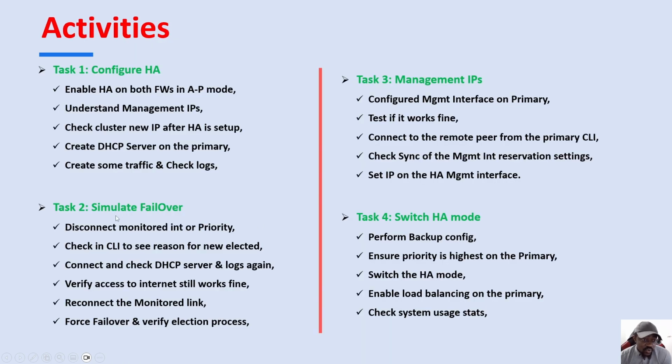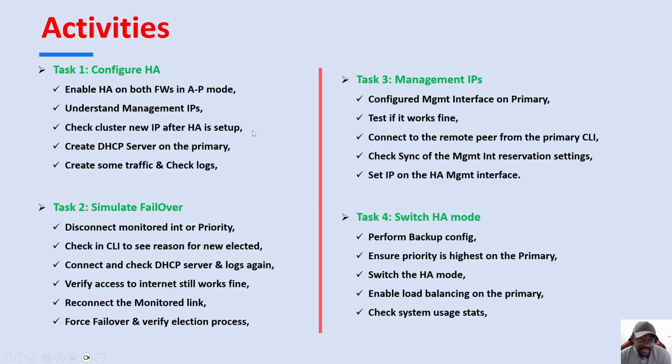Then in task 2, we'll simulate some failover. We'll see how to disconnect some monitored interface and change some priority. Then we'll see how the new election process will run, and which FortiGate becomes the primary. We'll also check in the FortiGate to see if the settings were maintained, and also check if the logs were maintained.